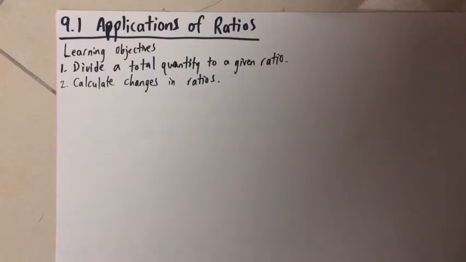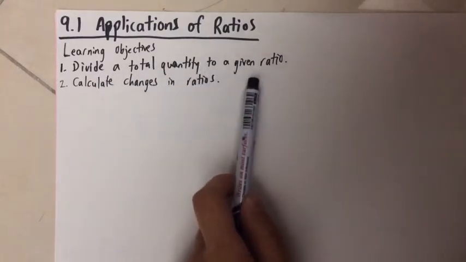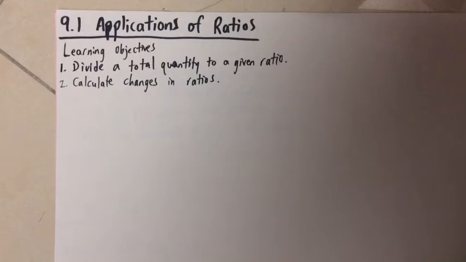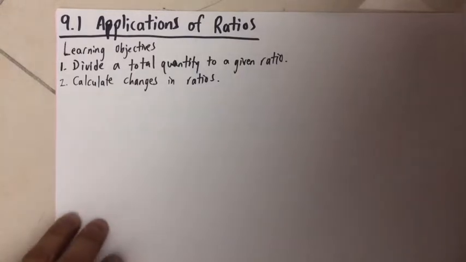This time we're going to look at applications of ratios. So what we're going to do is learn how to do different word problems involving ratios, and mainly we're going to look at two different things. We're going to learn how to divide a total quantity to a given ratio. So if we're given a certain total and a ratio, how would we divide it according to that ratio? Secondly, we're going to look at calculating changes in ratios. What if we were given a certain ratio and we had to change the numbers in order for it to meet another ratio? How do we do that?